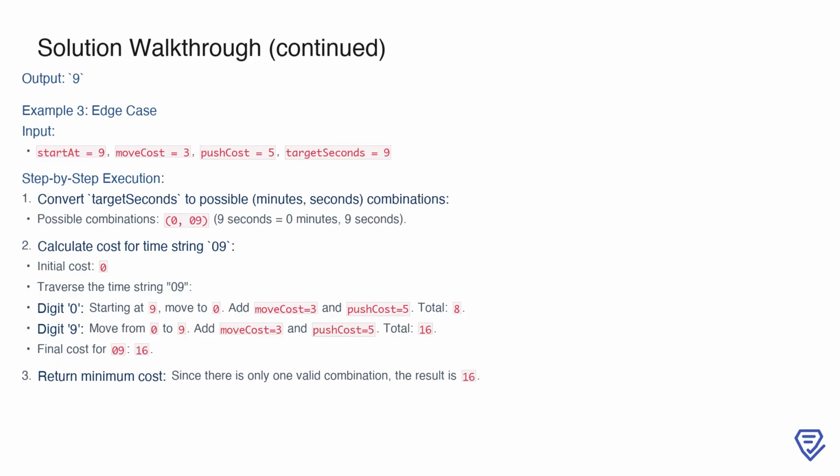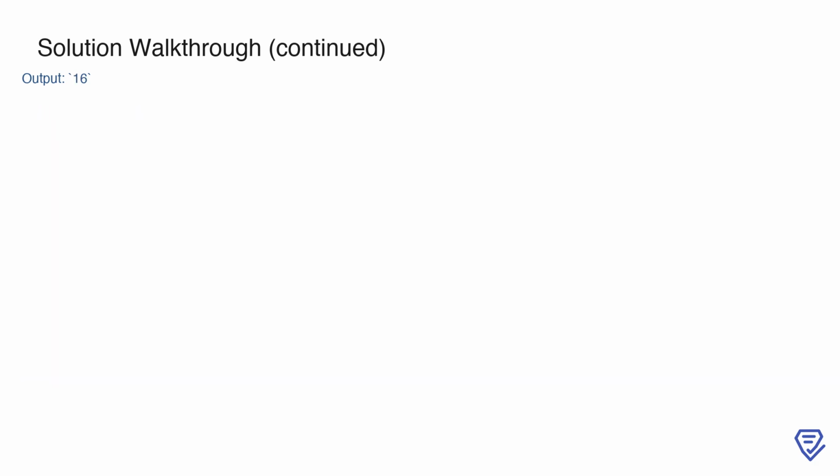Since the starting position is 9, we first move from 9 to 0, which incurs a moveCost of 3 and a pushCost of 5, bringing the total to 8. Next, we process the digit 9, moving back from 0 to 9, which adds another moveCost of 3 and pushCost of 5, making the total cost 16. With no other combinations possible, the minimum cost for this input is 16, which is returned as the result. For this case, the output is 16.